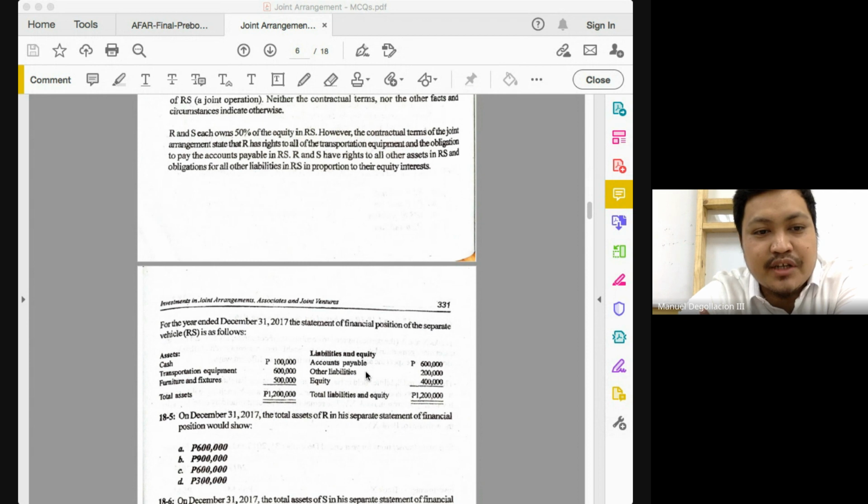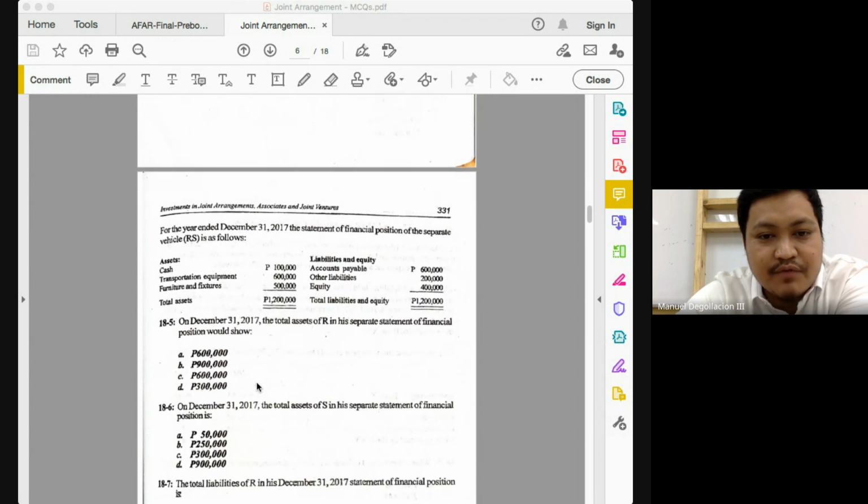How about the furniture and fixtures? Was this specified? No. So what will happen? This will be shared between R and S. How much then will be the share of R? 250. So the assets that will be included in the separate financial statement of R would be cash of 50, transportation equipment of 600, and then furniture and fixtures of 250. That will give you a total of 900,000.